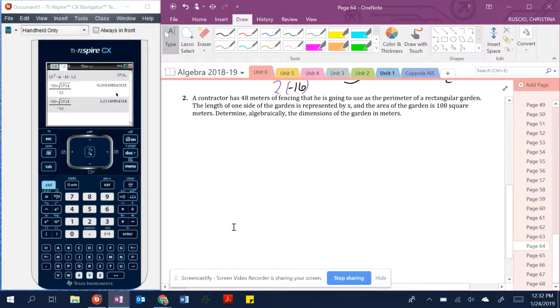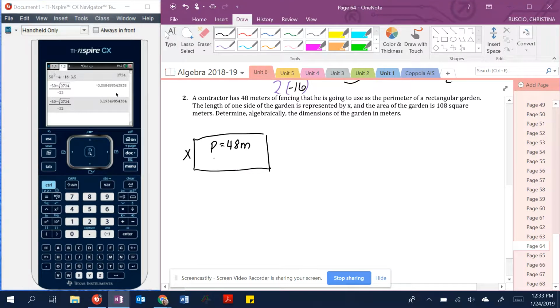Okay, a contractor has 48 meters of fencing that he is going to use as the perimeter of a rectangular garden. Okay, cool. Let's draw a picture. They said that it's a rectangle. Let's draw a rectangle. We know that the perimeter is equal to 48 meters. What else do they tell us here? The length of one side of the garden is represented by x, and the area of the garden is, so here's x.